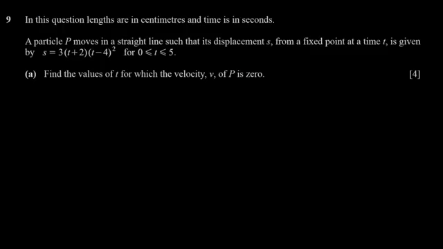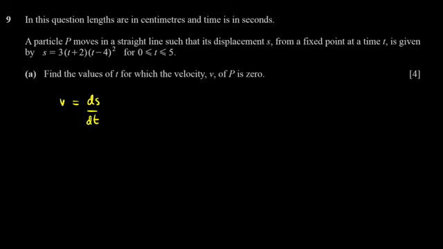Okay, so here we are in question 9, which is a kinematic style of question. A particle P moves in a straight line such that its displacement from a fixed point at time t is given by this expression here. And we want to find the values of t for which the velocity is 0. Well, how is velocity defined? Velocity is defined as the rate of change of displacement with respect to time, ds/dt. So what we really need to do is differentiate this.